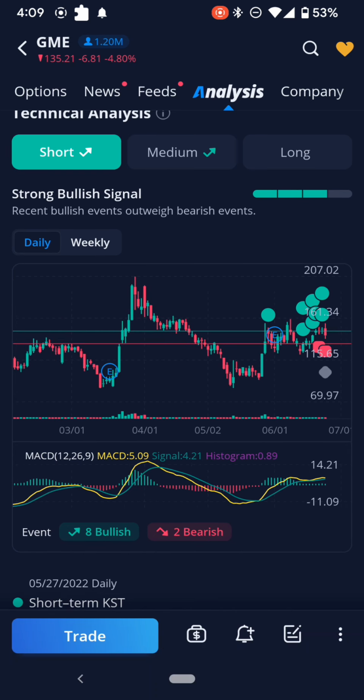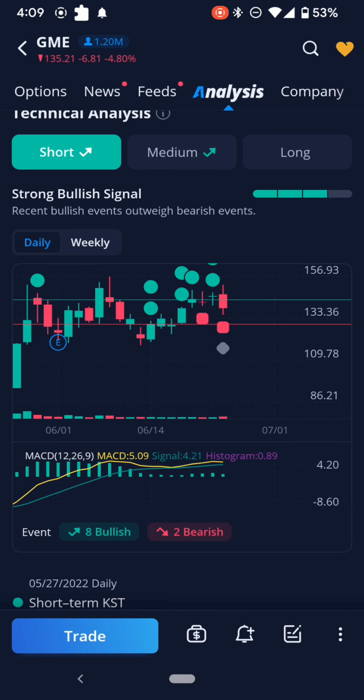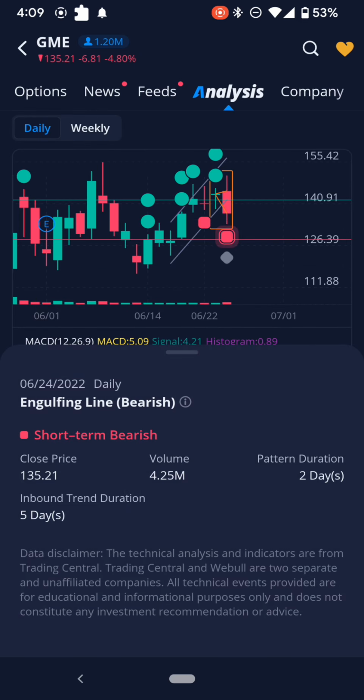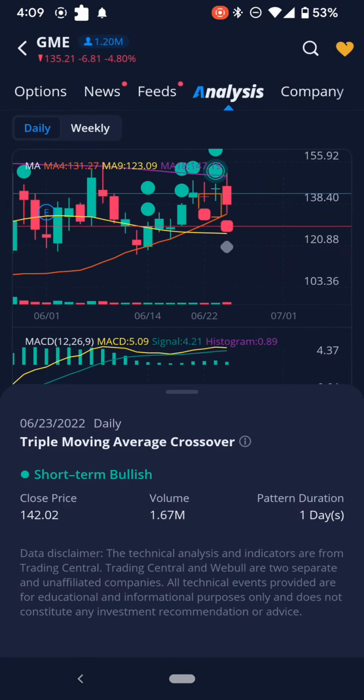So here's short term on this Webull app. Yesterday's price action, of course, set up this engulfing candle, which is bearish. It tells you the inbound trend duration, which is cool. And then here's this other one that was bearish, an inside bar, which is basically a smaller candle body after a larger candle body, and in this case it was red, so it's bearish. But they've got all these bullish indicators too.